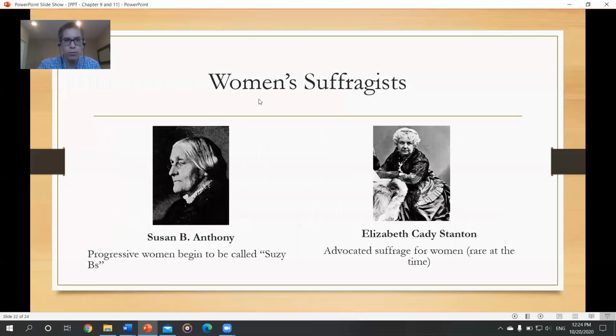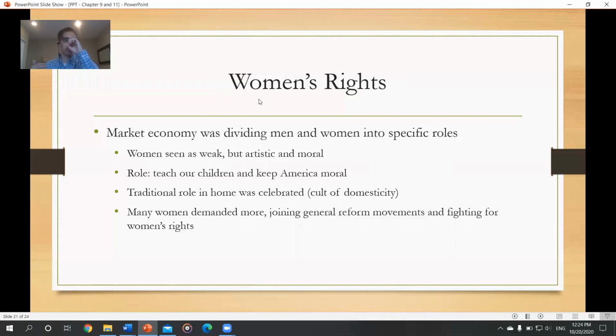And then women's rights as well. Again, women are the most active reformers because they had that central role in the Second Great Awakening. And this is kind of their sphere, if you will.